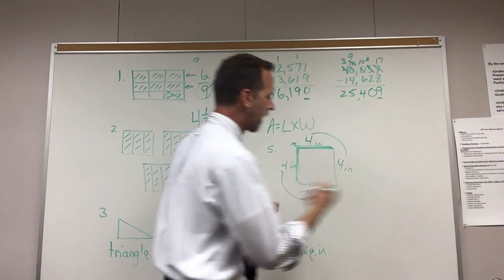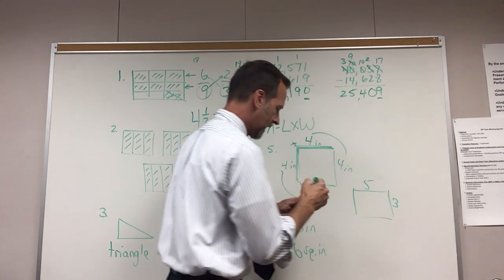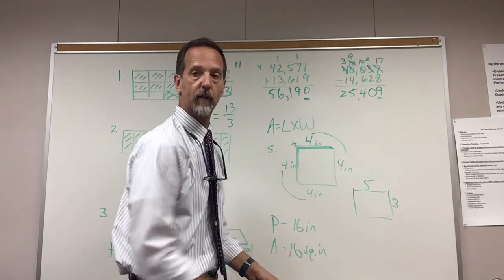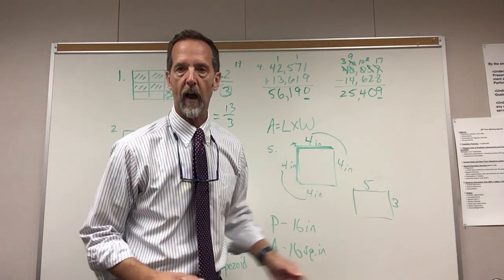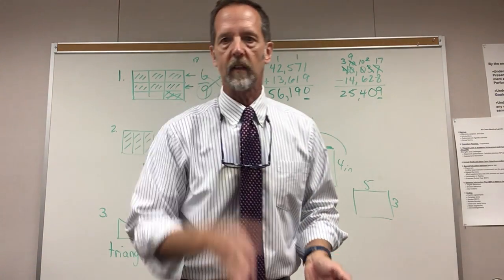So real quick, if I had another figure that was like this, and it was 5 and 3, I'd have 3 rows of 5, right? 3 rows of 5. What's 3 times 5? What would the area be? It would be 15. You can find the area by doing length times width.